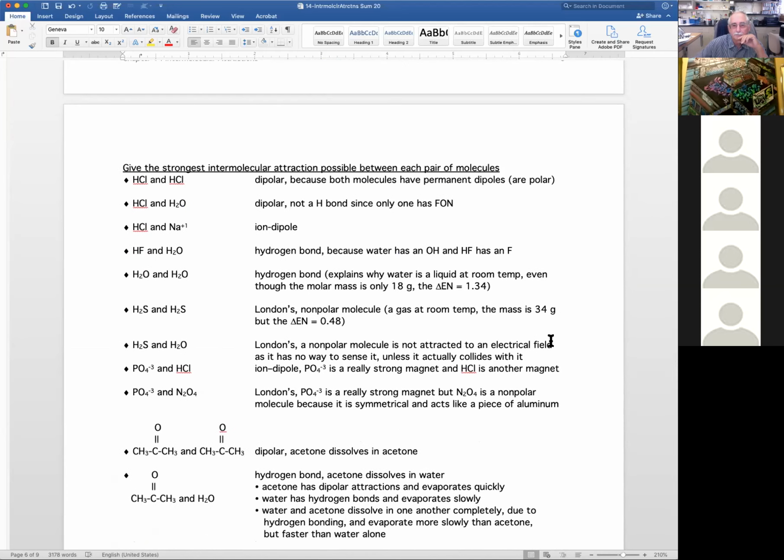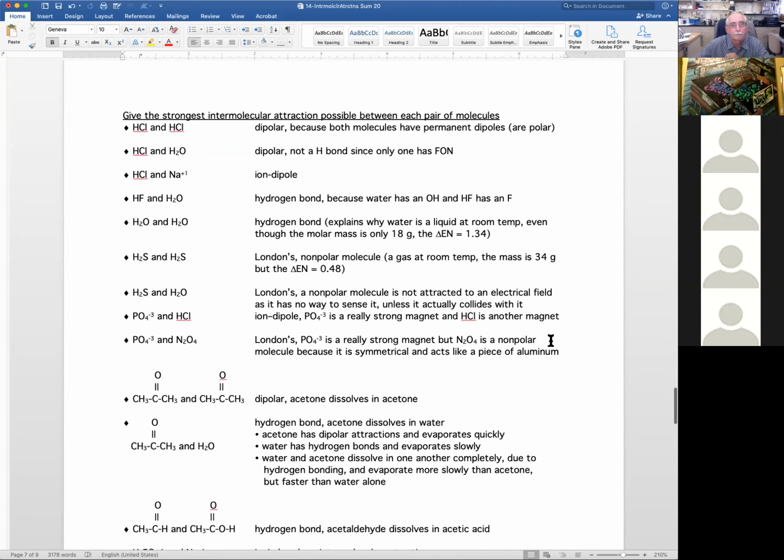So here's some comparisons. Dipole and a dipole, right? Dipolar. It's not a hydrogen bond, even though this has an OH right here. There's nothing over here that meets the criteria. Here's an ion to dipole. This right here can do hydrogen bonding, same here. And over here, there's no polar bonds.